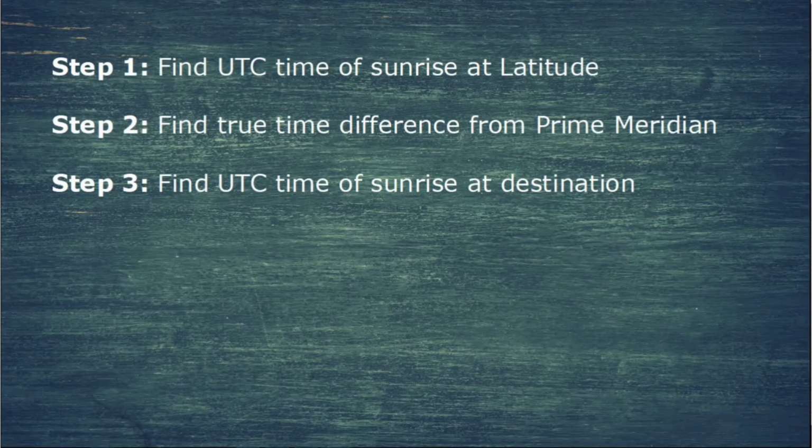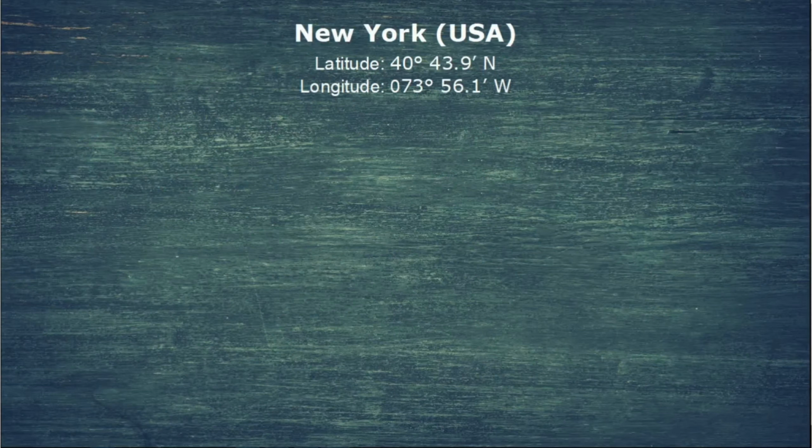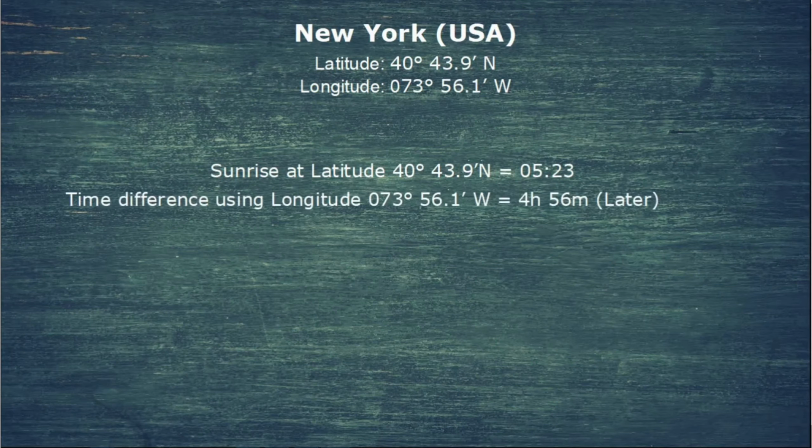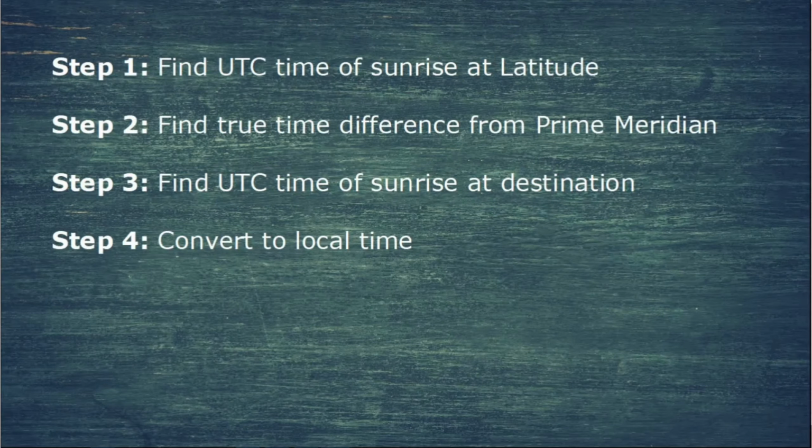Next we want to find the universal time of sunrise at our destination. Now this is applying that time difference to the UTC time that we've read out of the almanac. So all we do is take our position, and we know that sun rises on our particular latitude at 5:23 in Greenwich, but it's going to rise 4 hours 56 minutes later on our longitude. Because we're at 73 degrees, we're not at 0 degrees. All we do is we add these two together to find out that in New York the sun will rise at 10:19 universal time.